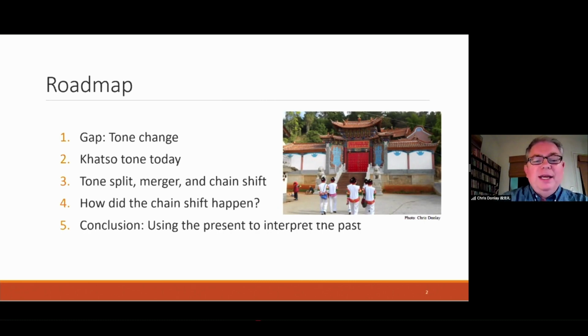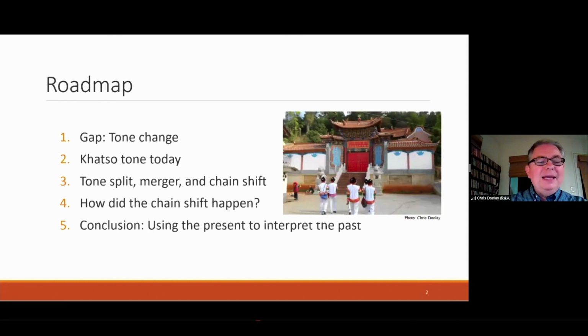Khatso, if you don't know it, is a Tibeto-Burman language that has 8 tones, and that makes it one of the most tonally innovative languages in the family. It shows evidence of tone split, merger, chain shift. It's a really good laboratory for this kind of work.